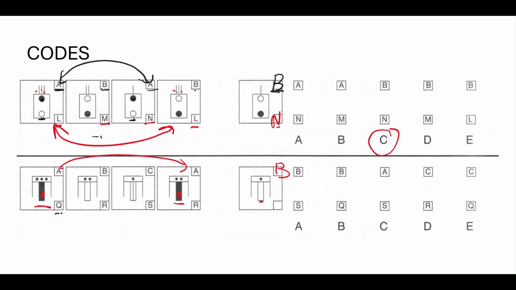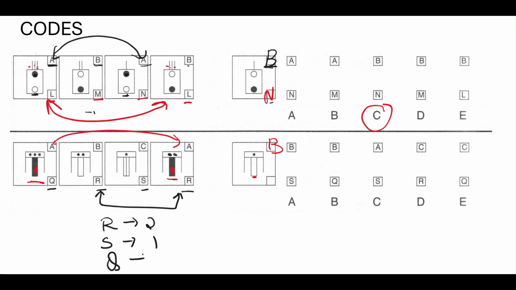Now let's look at the second one. Q, R, S, R. R and R are common. What's common in these two? This picture and this picture, I see that there are 2 dots or 2 circles at the top. If it is 2, it is R. If it is S, it is 1. If it is Q, it is 3. Look at this. There's only 1 circle. 1 circle means the letter should be BS, which is option A.